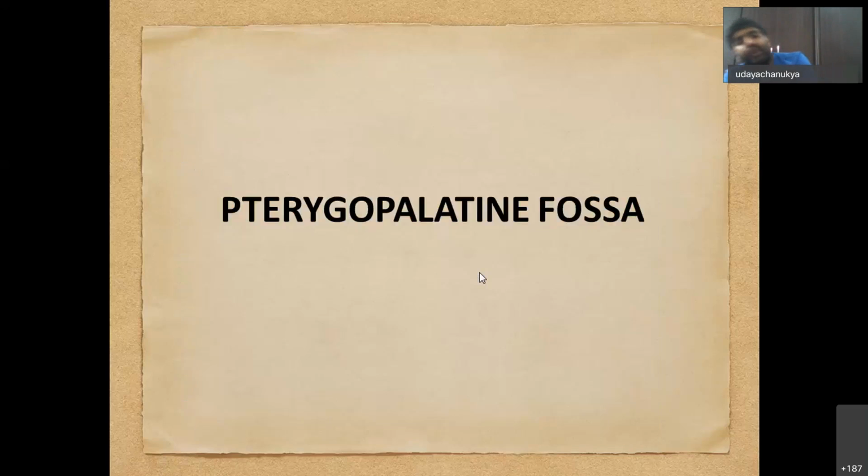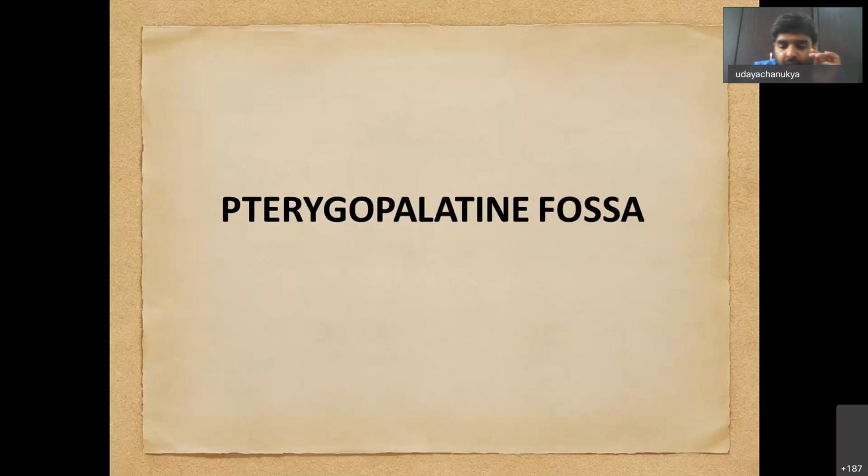Coming to the pterygopalatine fossa. Before actually jumping into this discussion, I just want to request everyone to imagine two walls, one anterior and one posterior. The anterior wall is continuous, whereas the posterior wall is broken into three parts. This anterior part is the posterior wall of the maxilla, and when the posterior part is broken, the medial-most is the pterygoid plate, and beside it is the greater wing of the sphenoid.